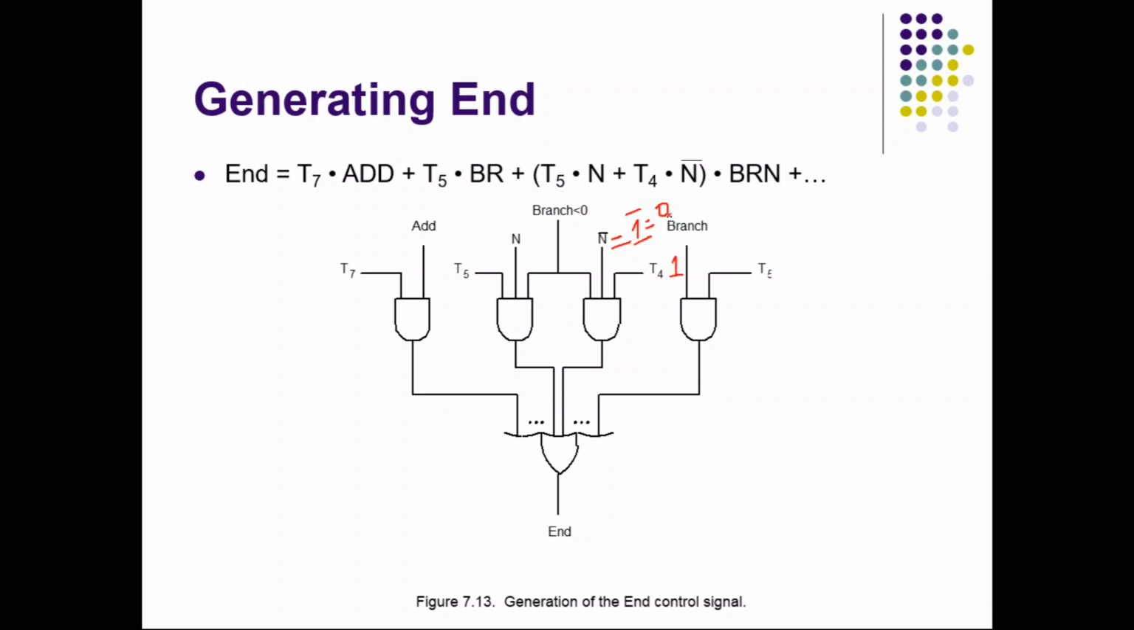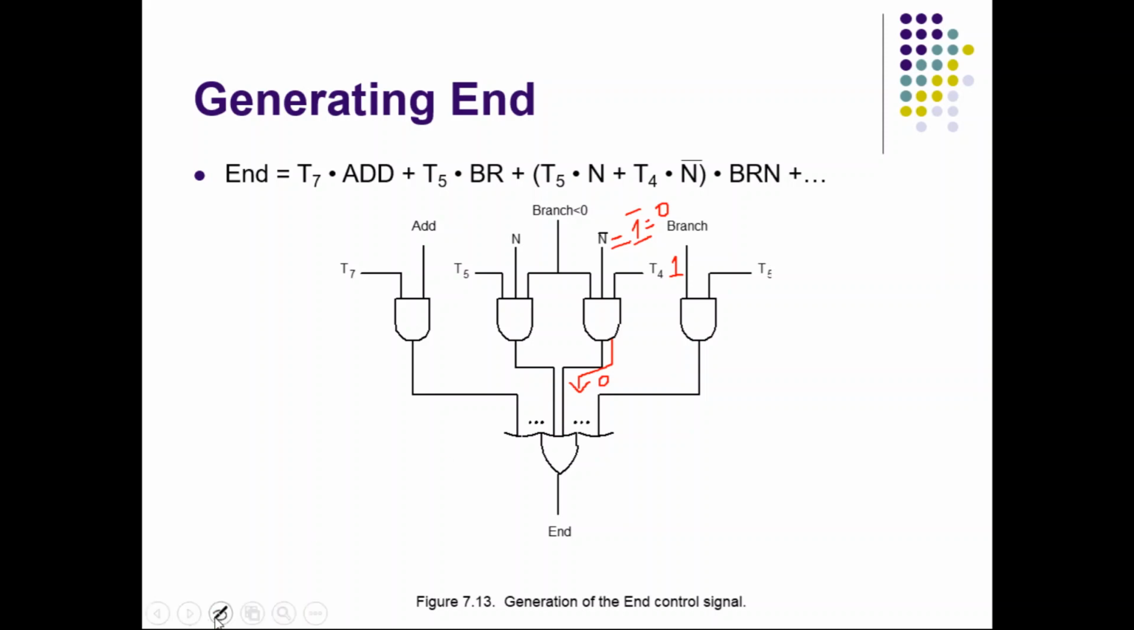If T4 is executing and if it is not, if it is 0, then this output will be 0. Okay, if this output is 0, then after T4 it won't end. After T4 it won't end. That is the point. Okay, right?